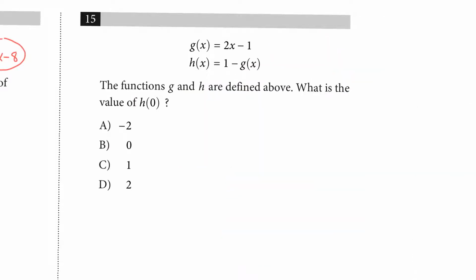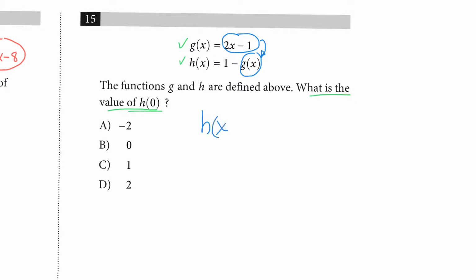Okay, problem number 15. We have two functions, g and h, defined above. So g of x is given as 2x minus 1. h of x is given as 1 minus g of x. What is the value of h of 0? So in order to solve for h of 0, I need to get everything in terms of x. And since I have g of x here, I can replace this g of x with 2x minus 1. So I'm going to write that here.